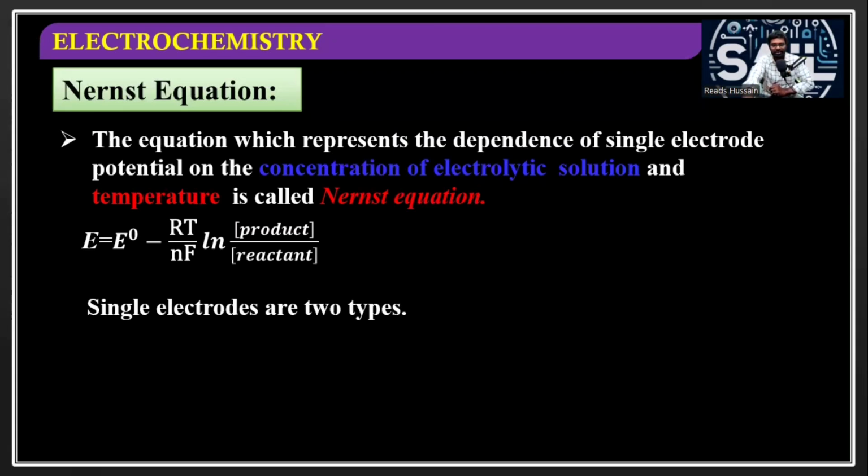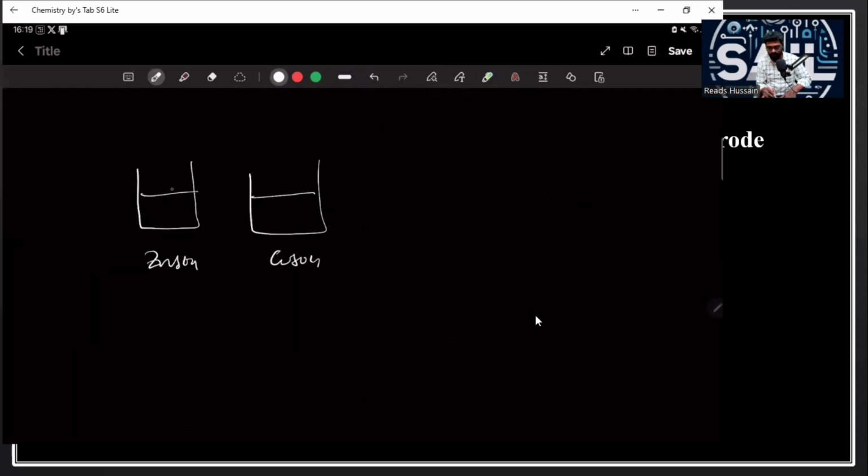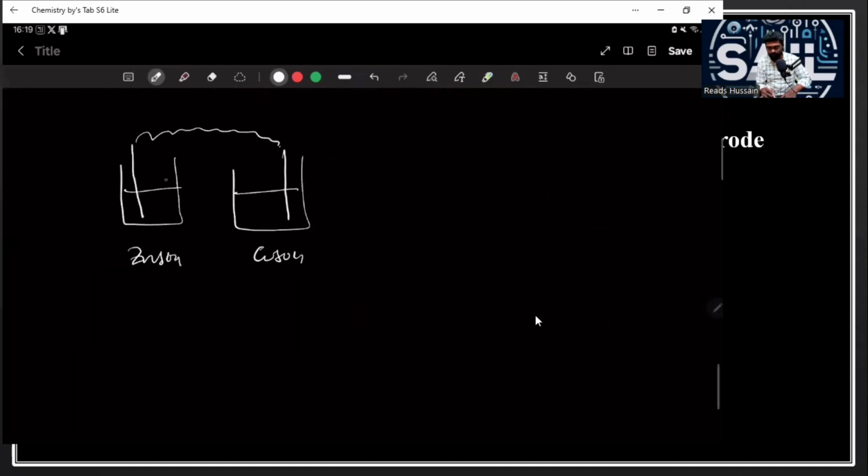Next, single electrode potential. In the previous classes I explained the galvanic cell. In a galvanic cell we take two half cells. This is a zinc sulfate solution and this one is a copper sulfate solution. For example, here a zinc rod is kept and here a copper rod is kept. Both are connected through an external wire, and there is a salt bridge. We had all this discussion in the first class. If you have not attended the first class, please go to our YouTube channel.